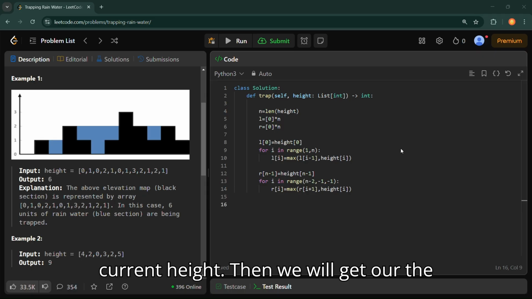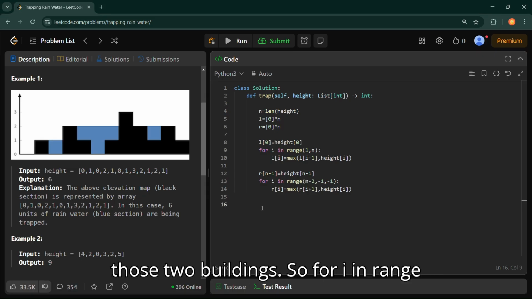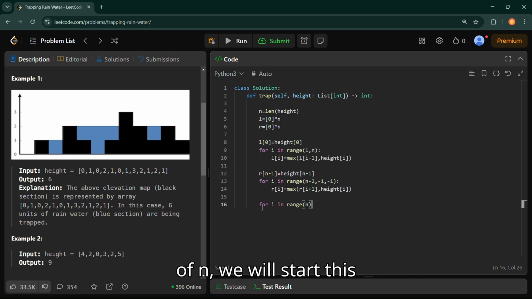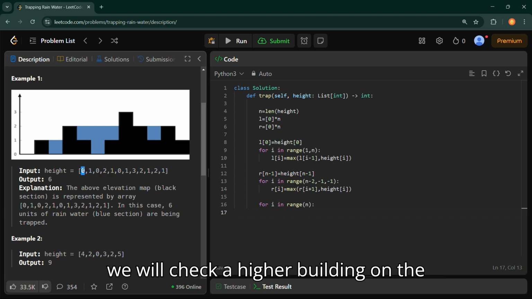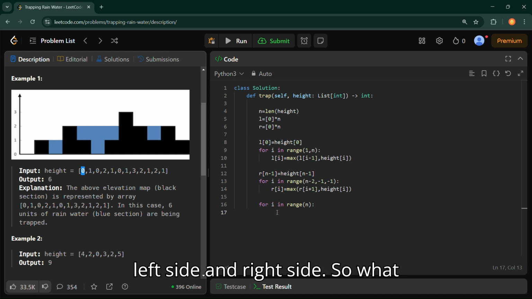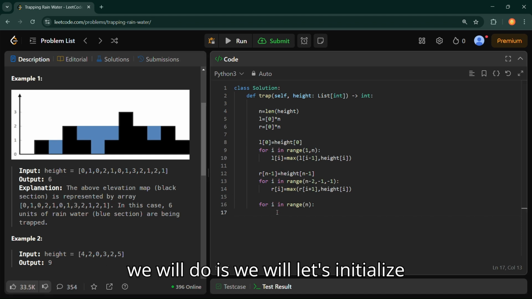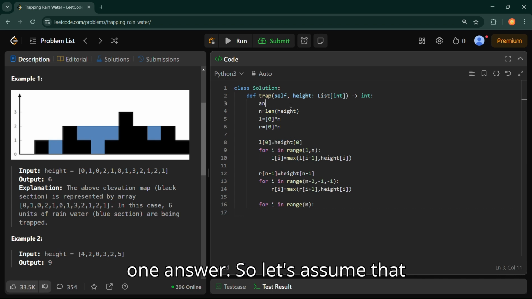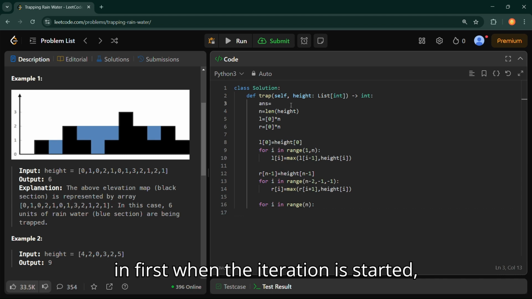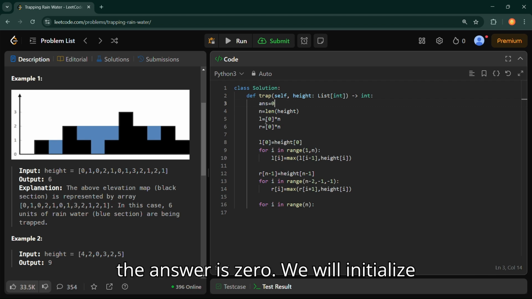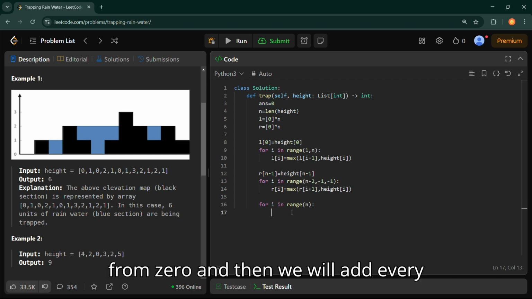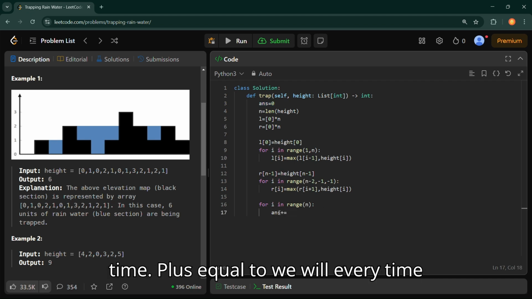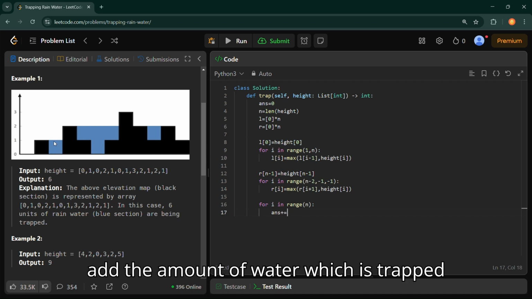Then we will get the amount of water that is trapped between those two buildings. So for i in range of n, we will start this loop and iterate over this array, and for every element we will check for a higher building on the left side and right side. Let's initialize one answer. Let's assume that when the iteration starts, the answer is 0. We will initialize our answer variable from 0, and then every time we will add, using plus equal, the amount of water which is trapped between every building.